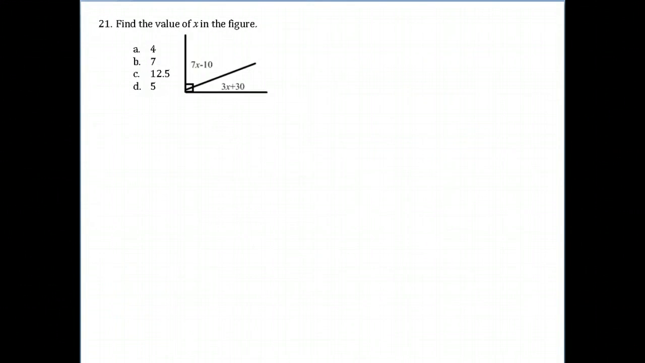To find the value of x in this figure, we have a 90-degree angle. This box right here shows that it's 90 degrees. So we know the sum of these two angles is 90 degrees, because this entire angle here measures 90 degrees. So 3x plus 30 plus 7x minus 10 equals 90.